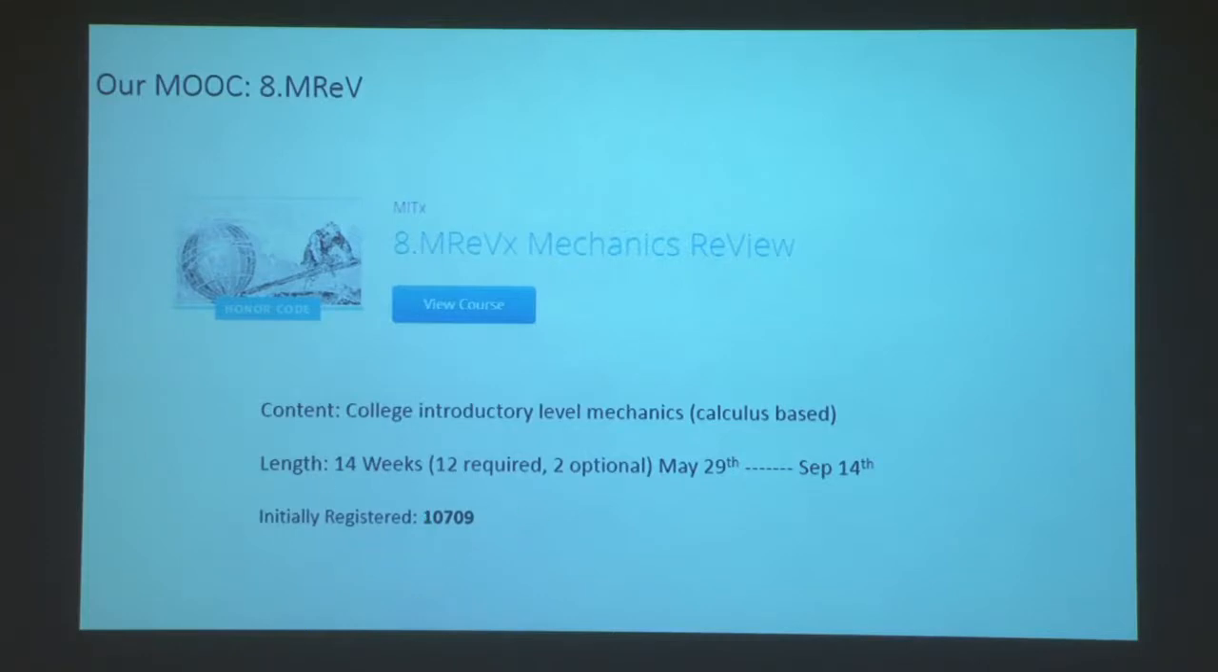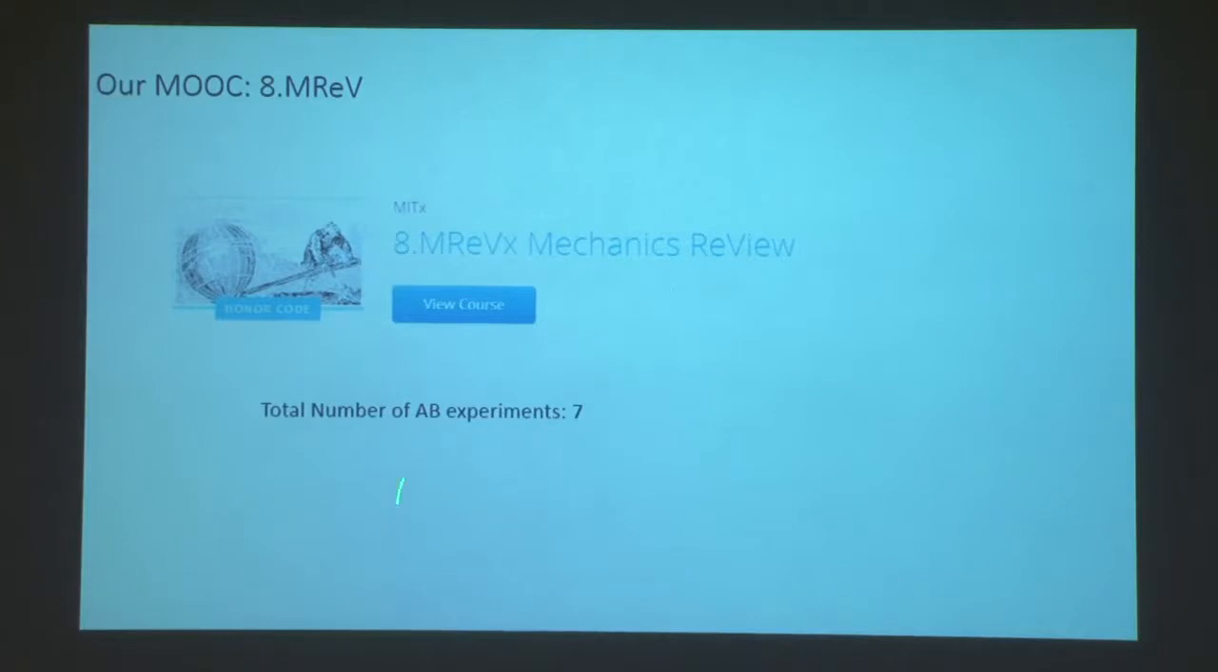Initially registered is a little bit above 10,000. About 4,000 people attempted the second week's quiz, estimated. We ran a total of 7 A/B experiments in our course.